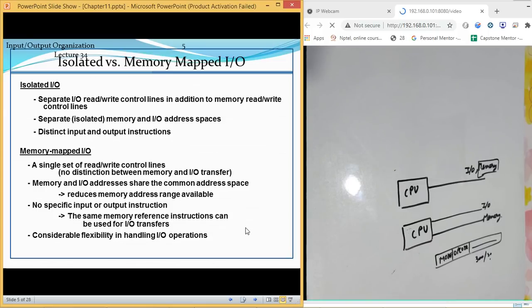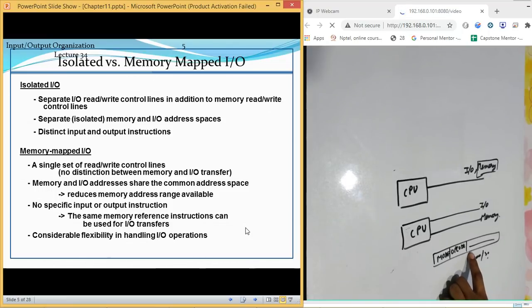There are no different input and output instructions. The same memory reference instructions can be used for input output transfers. So we can use the addresses in the same range. We can use them to perform memory operations, or we can use them to perform the input output operations. Then there is considerable flexibility in handling input output operations. So it is easy to perform all the input output operations.